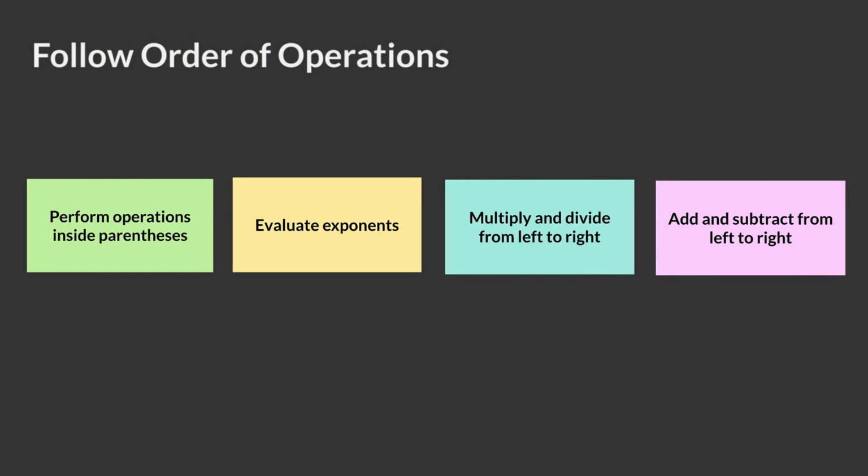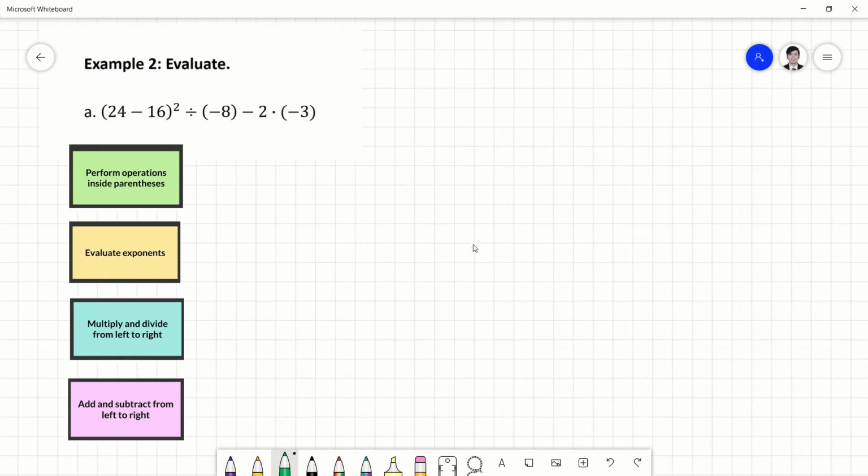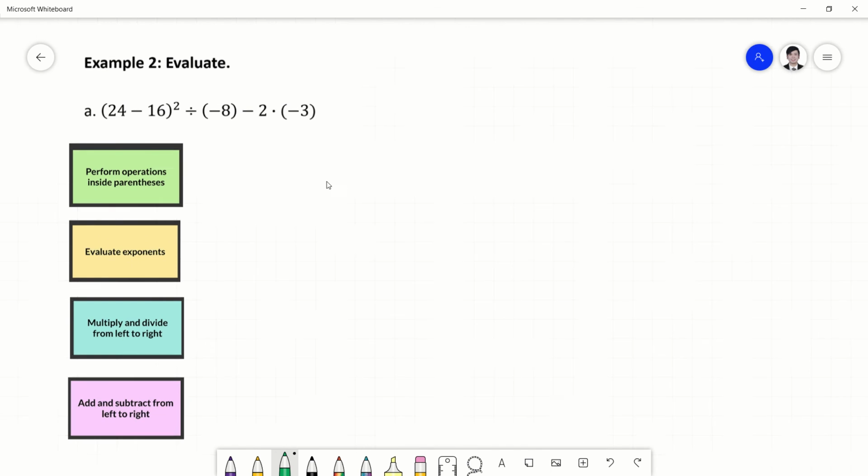Okay, let's try some examples. Now we are asked to evaluate a. So don't forget to follow PEMDAS. P for parentheses, E for exponents, M and D for multiplication and division, but they go together. You'll have to start from left going to the right. And the last one would be add and subtract from left going to the right.